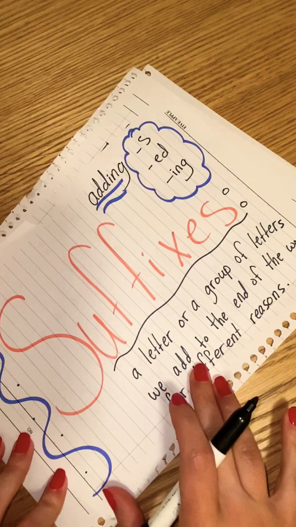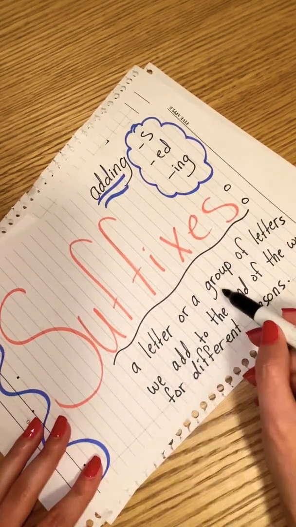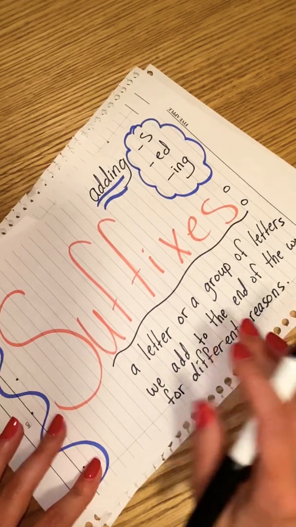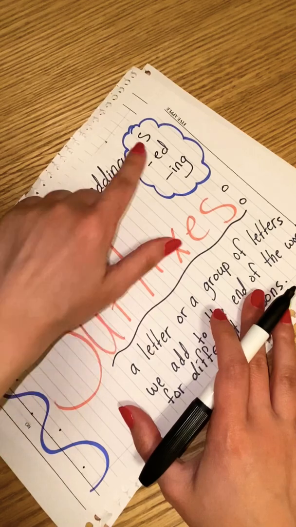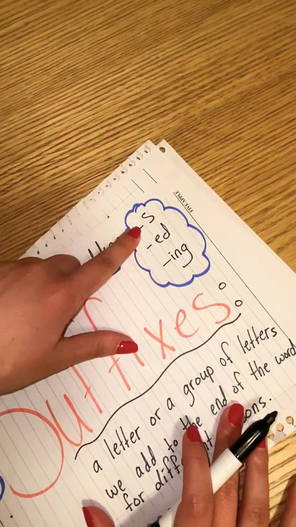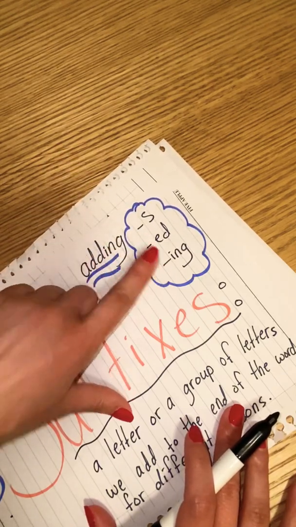Today we're going to talk about suffixes. Now, a suffix is a letter or a group of letters that we add to the end of the word for different reasons. We will see some of these reasons when we go to each suffix. Now, we are going to talk about the suffix s, the suffix ed, and the suffix ing.